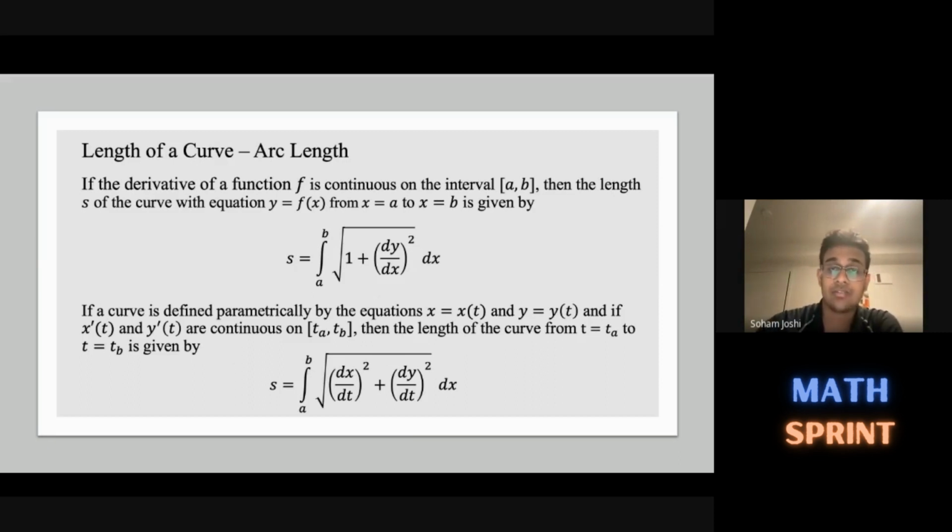If the derivative of a function f is continuous on the interval a, b, then the length s of the curve with the equation y equals f of x from x equals a to x equals b is given by the definite integral of the square root of 1 plus (dy/dx) squared with respect to x. Now, you may be able to notice that this integral was more or less derived with the help of the Pythagoras theorem.